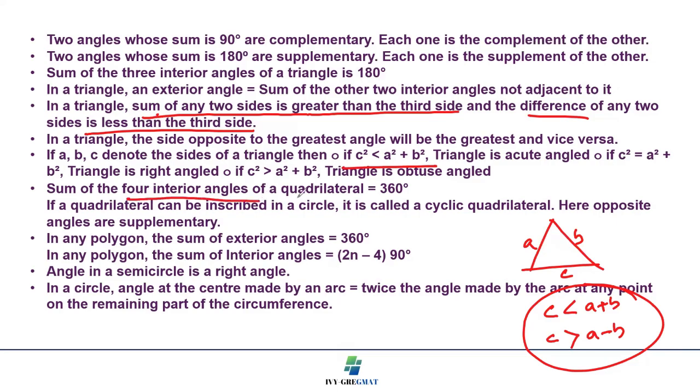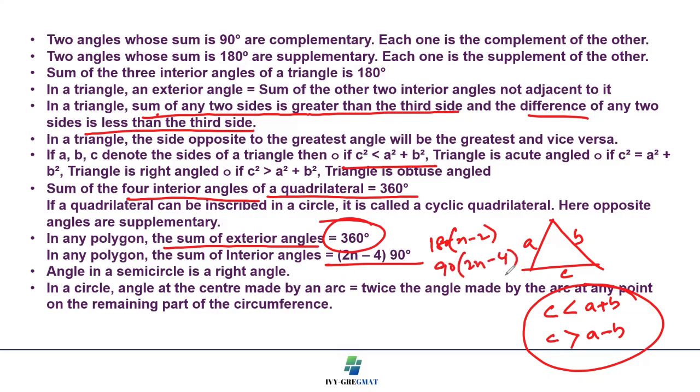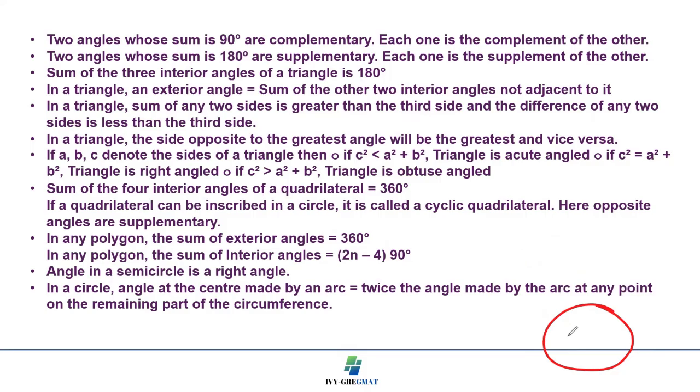The sum of the four interior angles of a quadrilateral is 360. For a polygon, the sum of the exterior angles is 360. Another way of representation: the sum of interior angles is 180 into (n minus 2). You can make it 90 into (2n minus 4). The same thing. Angle in a semicircle is a right angle. So if there is a circle, in a semicircle, any angle is a right angle.